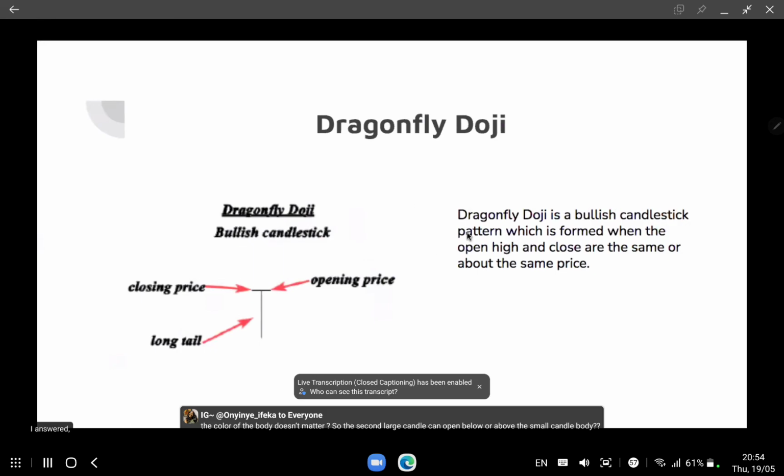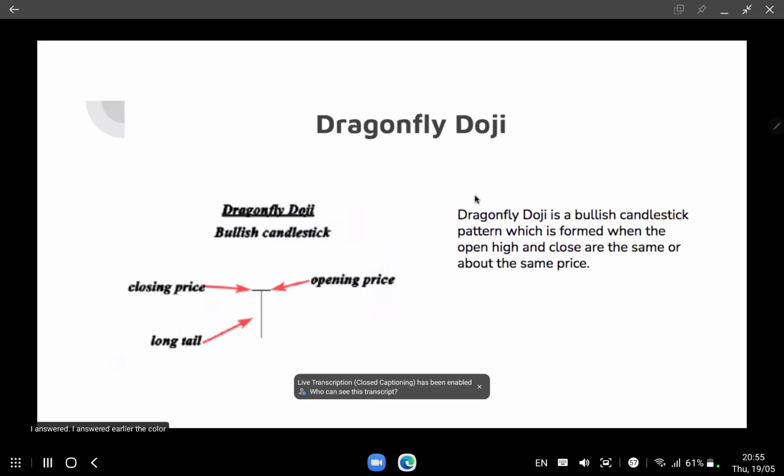I answered earlier. The color of the body doesn't matter. You were talking about the bullish and bearish engulfing, right? I want to be sure. Yeah, I had gone back to the slide and answered. So the color of the candle body of your first candle doesn't matter. And then the second candle, for me, it's like a preference. I would like the smaller one to sit within the bullish candle.